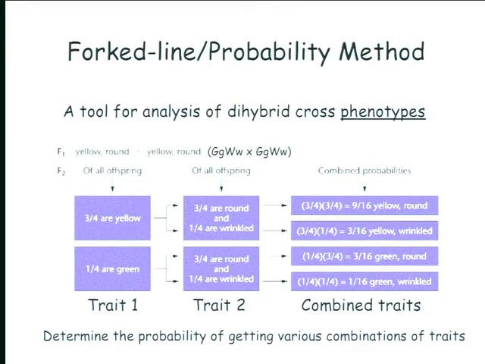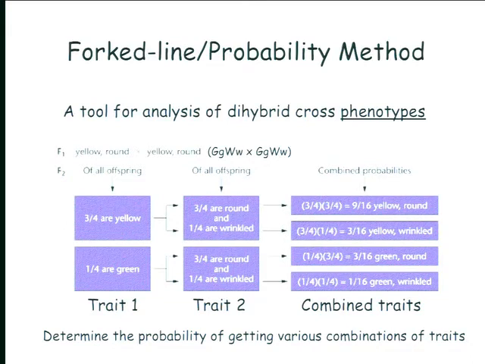So how this probability can be applied is using something called the forked line probability method, and it's not as scary as it sounds. It's just a simple tool for analyzing dihybrid or trihybrid cross phenotypes. So here's an example in which you're taking a doubly heterozygous plant that phenotypically is yellow, but is heterozygous at the yellow locus, and phenotypically is round, but is heterozygous at the round locus, and crossing it to itself.